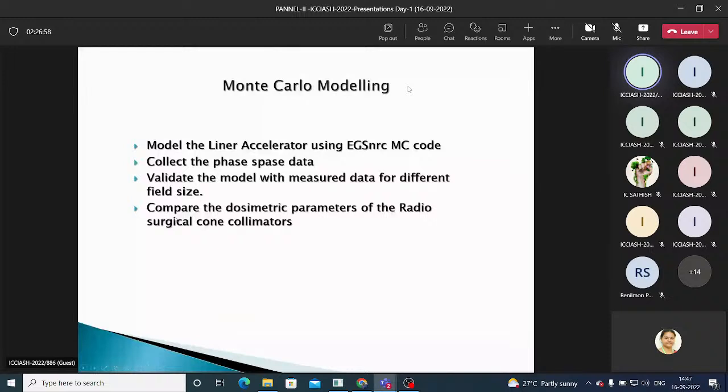These radiosurgical cones are collimators which collimate the radiation field to a fine size, like 5 mm to 15 mm, and are used especially for treating very small tumors in the brain.